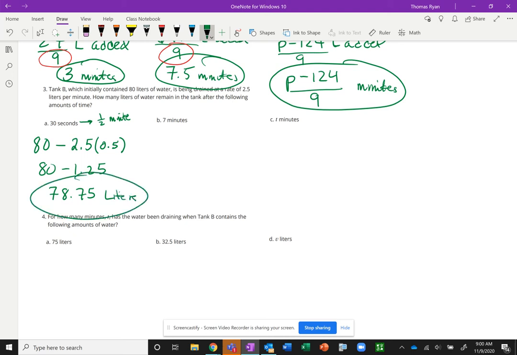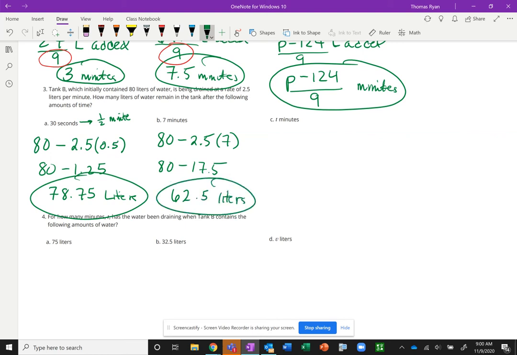Okay, same thing, right? It's draining. Started with 80 minus 2.5. It was repeating for 7 minutes. That's going to give us 80 minus 17.5, which should give us 62.5 liters. If it's draining for each minute, then as more time goes on, we should have less water in the tank, which makes sense.